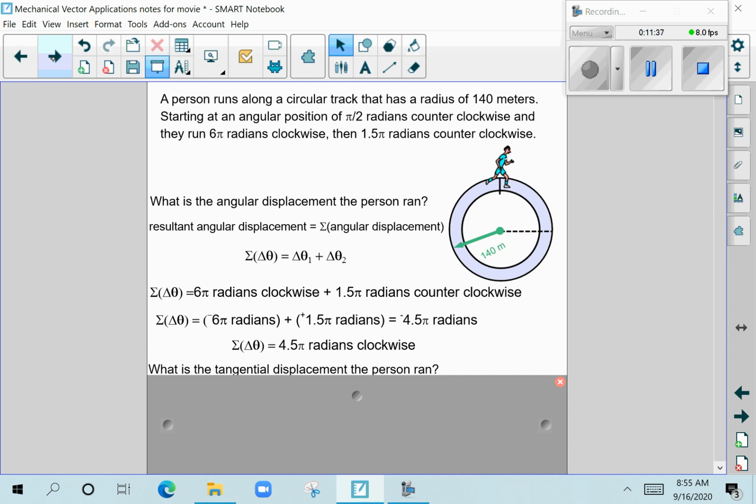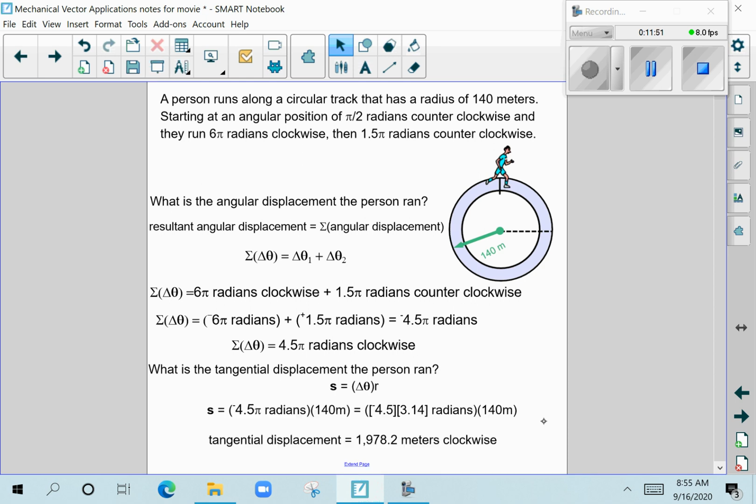How do I find my tangential displacement? I'm still going to use the exact same equation that I did before. S equals change in angle times r. But this time, change in angle is 4.5 pi. So 4.5 times 3.14 times 140 gives me 1,978.2. This is a negative number because I ran clockwise. So my displacement has both magnitude and direction: 1,978.2 meters clockwise. Had my answer been positive, it would have been counterclockwise.